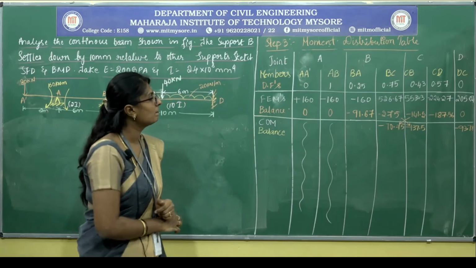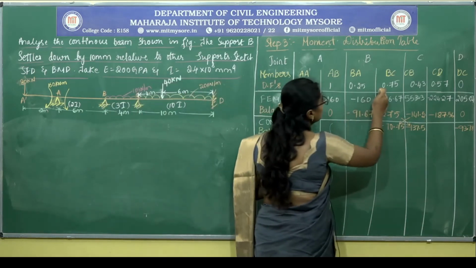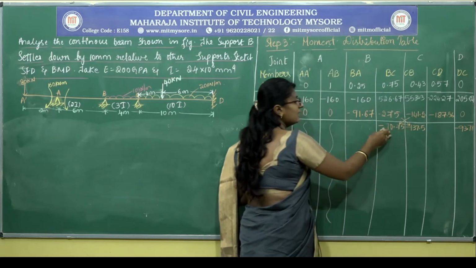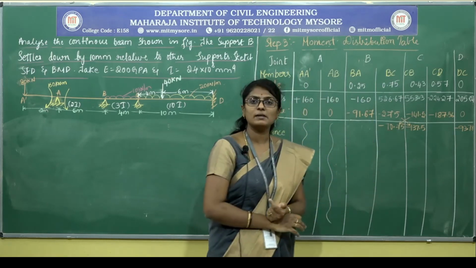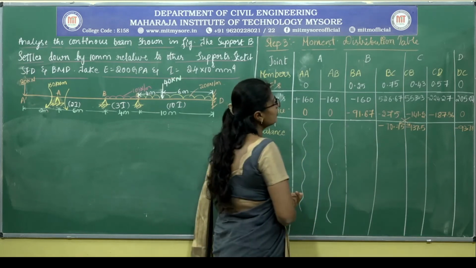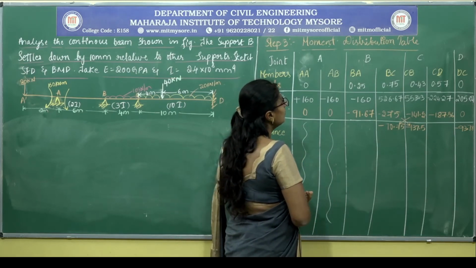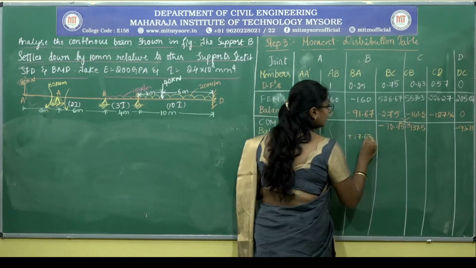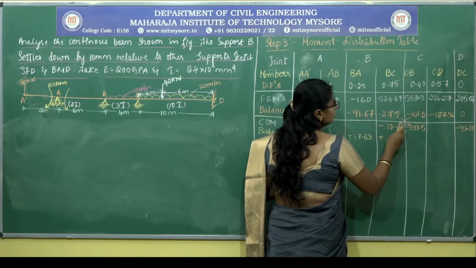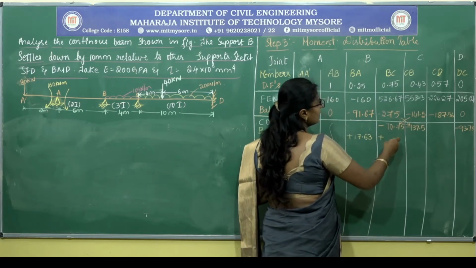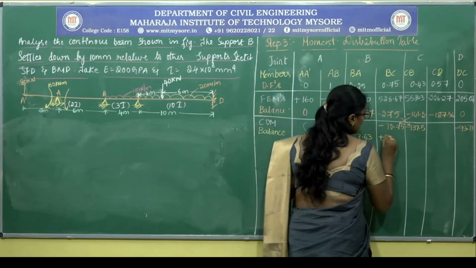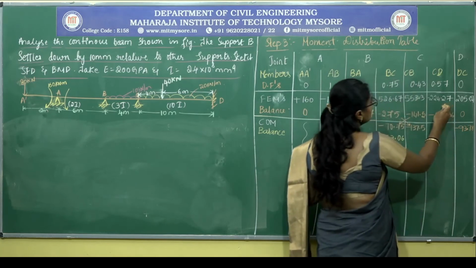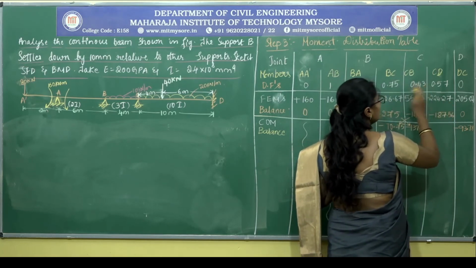To balance this, for joint B, we have BA and BC. The value is minus 70.75. This is the unbalanced moment. To balance this, we need to consider plus 70.75. So plus 70.75 multiplied by 0.25 will give you plus 17.63. So minus 70.75, to balance this, plus 70.75 multiplied by 0.75 will give you 53.06. Here even for the next joint C, we have CB and CD.